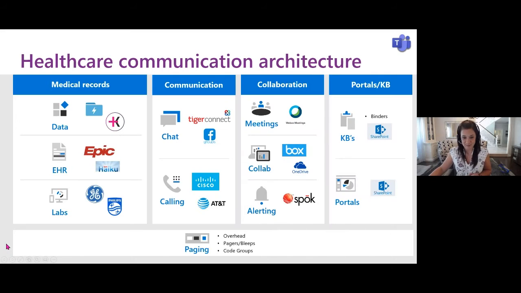So for example, you see here on the screen, we've added some logos into this slide. Same information, but this is a real world customer who had Epic and Haiku. They had Tiger Connect. They were using Box and Dropbox. They had Spok and Tiger Connect for messaging. You see Facebook on there. We have a lot of healthcare providers that just gravitate towards Facebook Messenger or Facebook groups because it becomes easy and is natural to them.